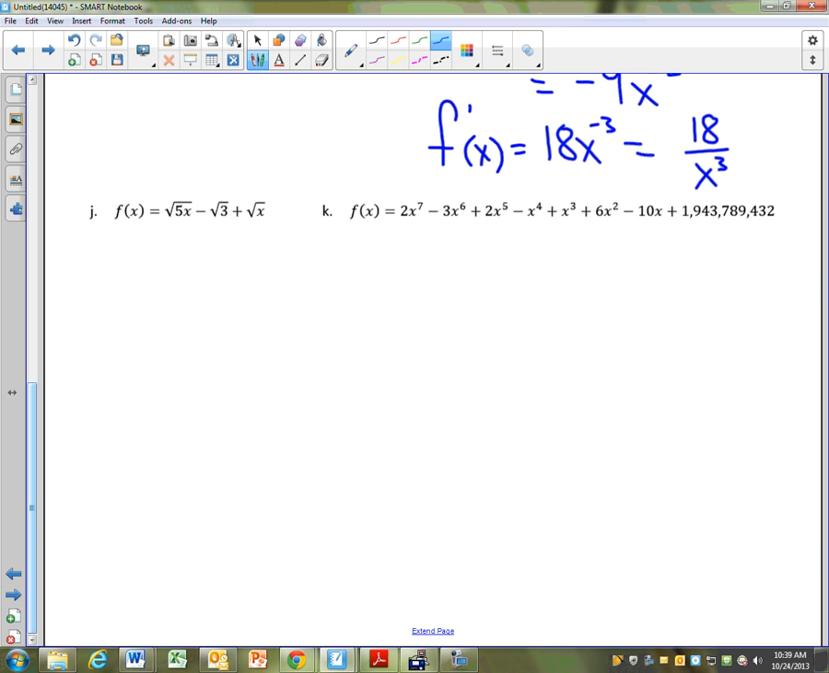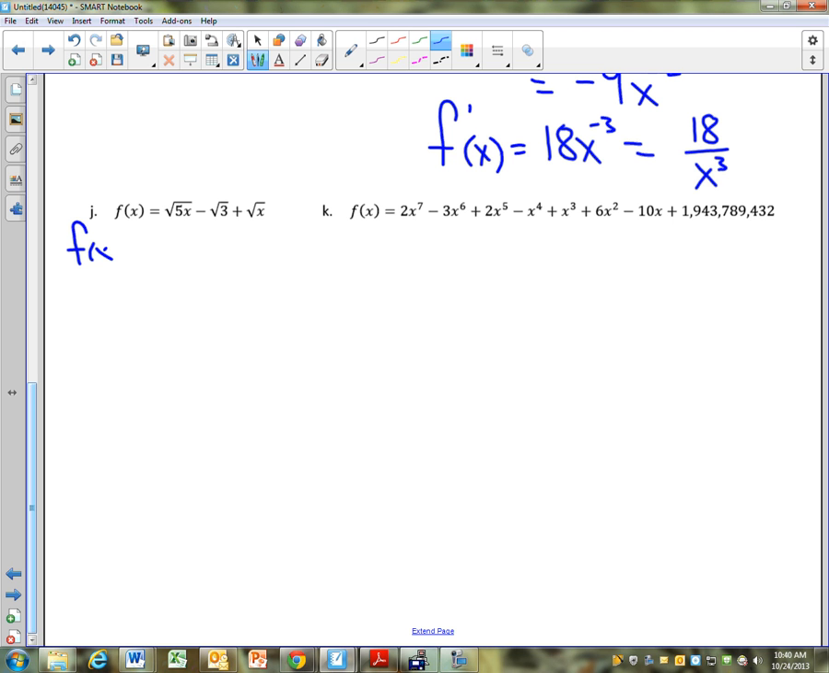We'll do K last. But look at J. J's tricky. Does anybody know why J is tricky? Yeah. And so what you really need to do is this, okay? We don't have anything that says you could take 5x to the 1/2 and take the derivative of that by moving the 1/2 out in front. So what we need to do is you have a great property that uses exponents to be able to solve here. So, or using radicals.